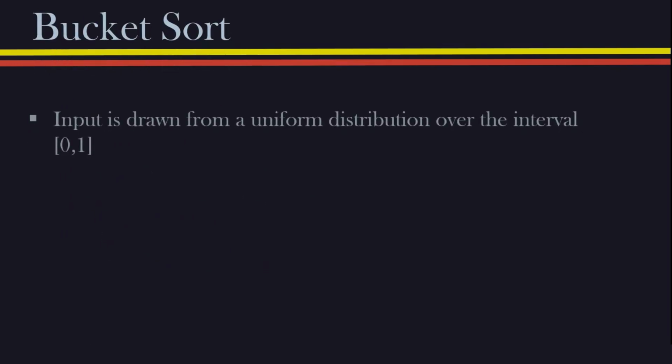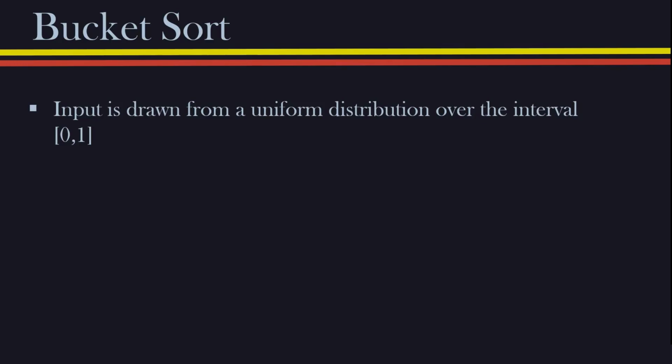So what is bucket sort? Bucket sort, or can be called bin sort, is a sorting algorithm that works by distributing the elements of an array into a number of buckets. Bucket sort assumes that the input is generated by a random process and drawn from a uniform distribution. In brief, the elements are distributed uniformly and independently over the interval 0 to 1.